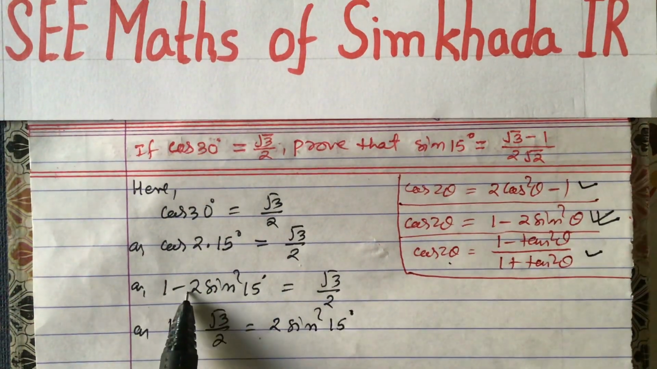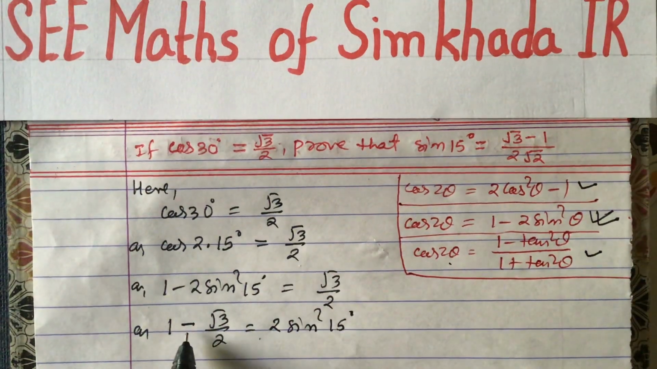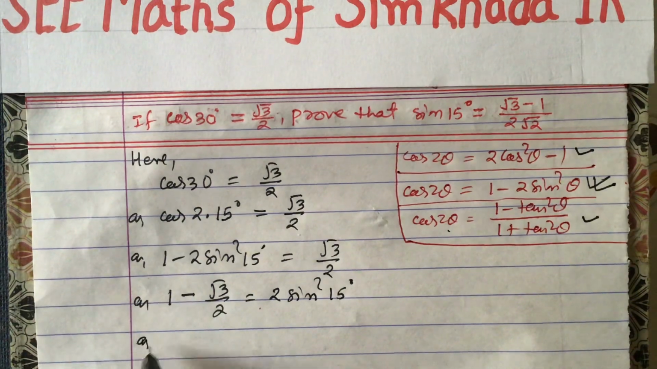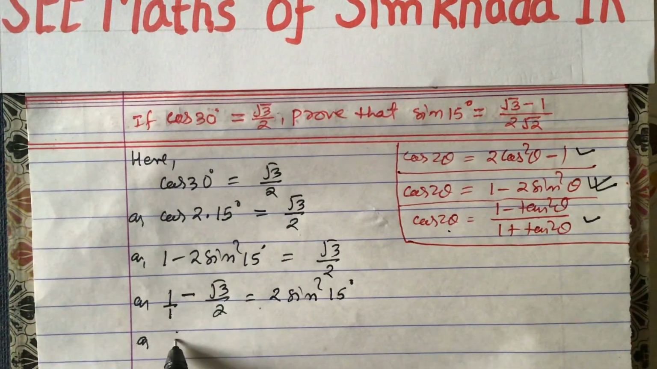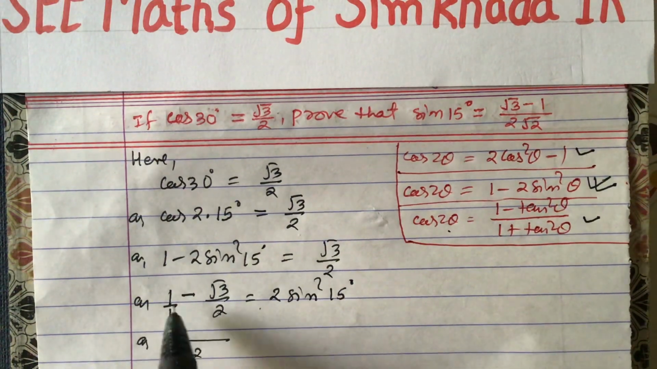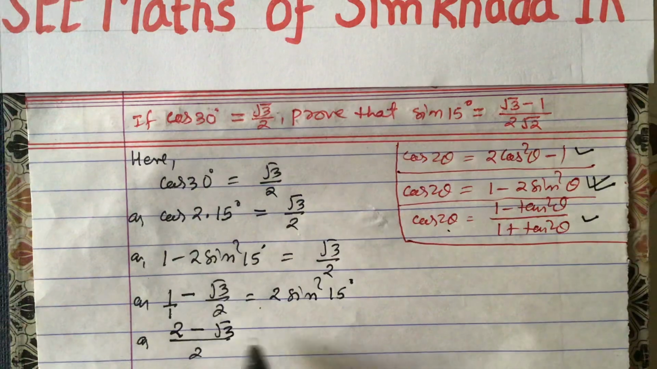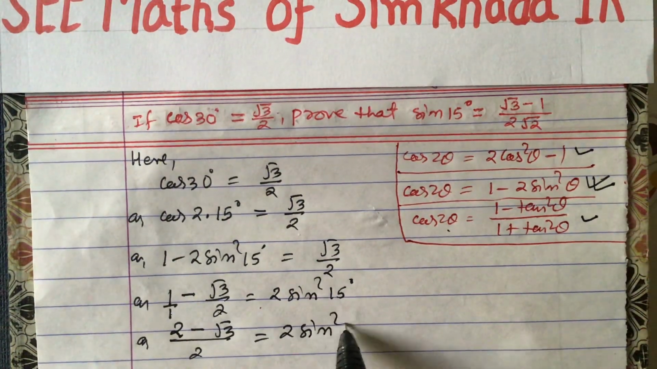Okay, this minus, if you transfer to the right side, will be plus. This plus, if you transfer to the right side, will be minus. Let us take LCM over here. So, or we can write like this: 2 here is 1, so the LCM of 2 and 1 will be 2. Like this, and 2 times 1 is 2, minus root under 3 is equal to 2 sine square 15 degree.